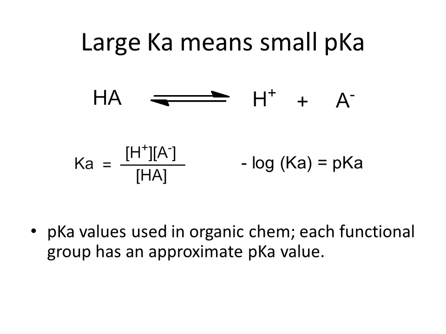And for strong acids, they have a large Ka value. That means they have a small pKa value. Now over here is the definition of the pKa. It's the negative log of the Ka value. And pKa values are used frequently in organic chemistry. Each functional group that you encounter has an approximate pKa value.